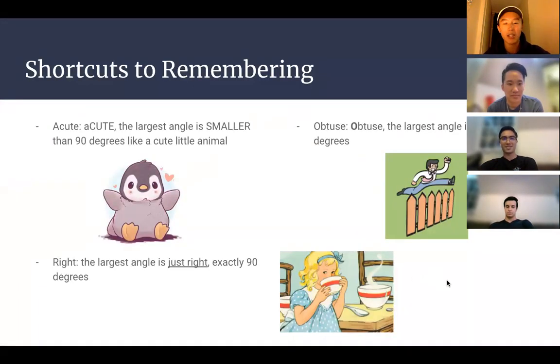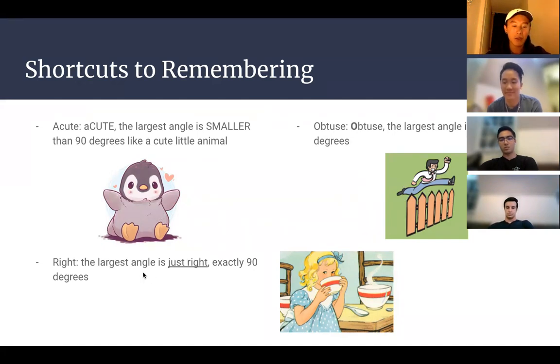So finally, here are some shortcuts for how to remember your triangles. We're going to start with differentiating based on angle. We'll start with acute. Acute, kind of like a very cute angle, a very cute small animal, the largest angle within an acute triangle is smaller than 90 degrees, like this cute little animal. For obtuse triangles, obtuse, kind of like over, a little word association there. The largest angle is over 90 degrees. So that's what you're looking for, kind of like going over a fence here, going over 90 degrees.